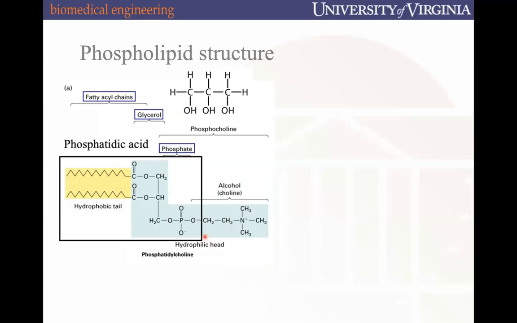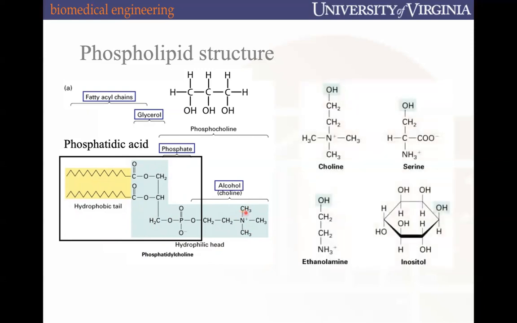Okay, so without the alcohol, with just the glycerol and the hydrophobic tail, this is phosphatidic acid. And this is a starting point for building these phospholipids, where you substitute the alcohol. And this can be a variety of different alcohols. These are the 4 main alcohols that are going to be found in the lipid bilayer: choline, serine, ethanolamine, and inositol.